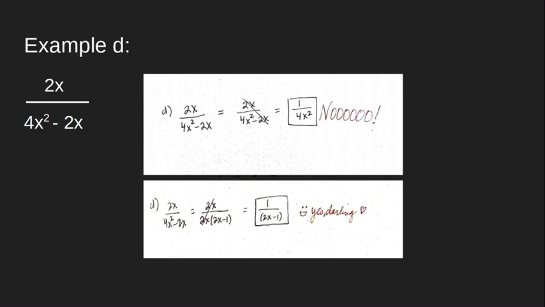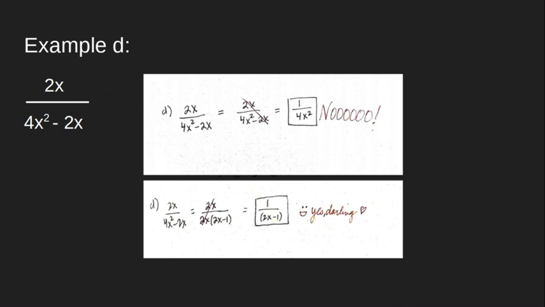So in the denominator, look at what I did here in the bottom. Yes, darling, factor out the 2x from the denominator. You're left with 2x minus 1 in the denominator. So cancel out those common factors, 2x and 2x. And yes, darling, 1 over 2x minus 1.